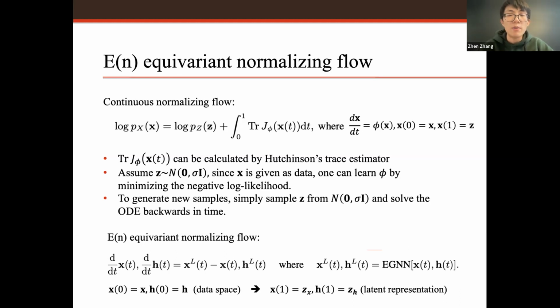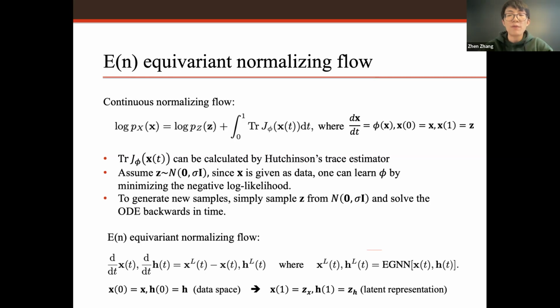And what they propose in the paper is the so-called EN equivariant normalizing flow. They don't use the naive neural ODE here, as dx/dt equals phi of x. Instead they add some structure into it by using their equivariant graph network. Here is the ODE that they want to follow, where dx/dt equals xl minus x, and dh/dt equals hl, where xl and hl come from an EGNN on the data x and h. So you map x0 and h0, which are x and h in the data space, to the Gaussian noise in the latent space. Yeah, and that's the main idea.